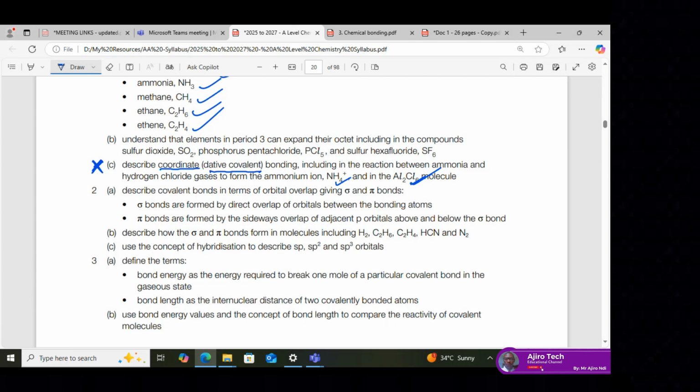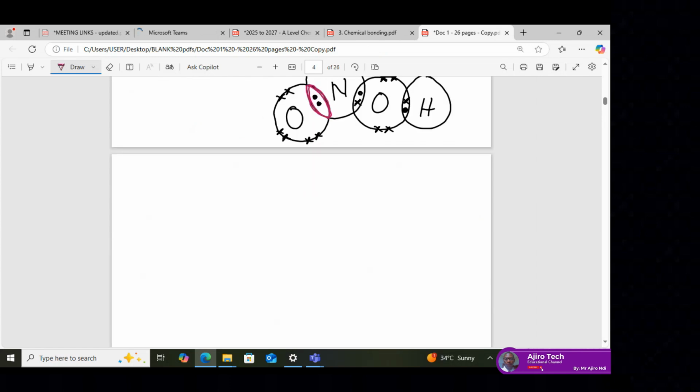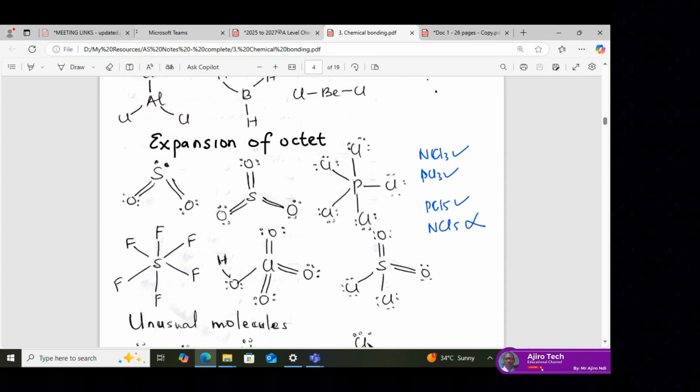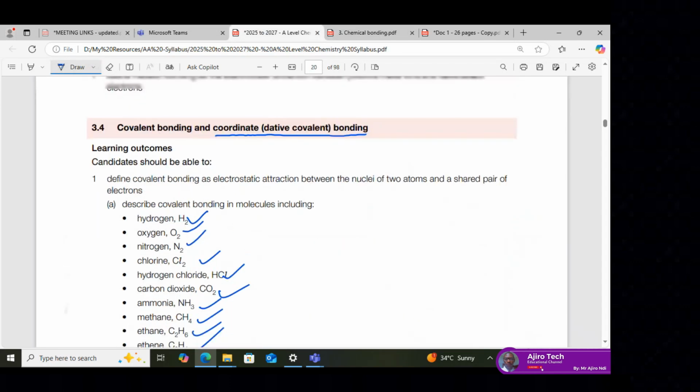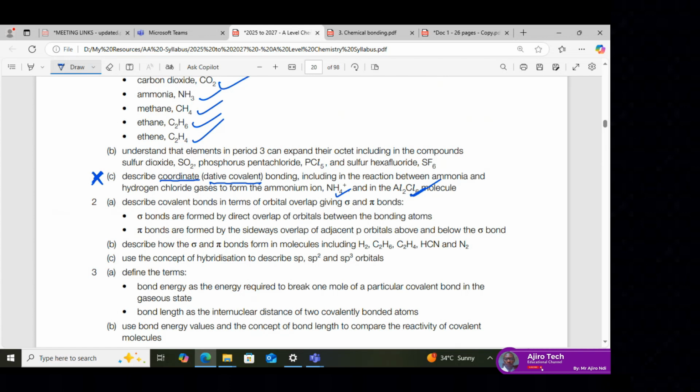Okay. Yeah. 2A now. 2A. I'm writing them so that you can locate them. Learning outcome 2A. We are on 3.2A. Can you please read? What is your learning outcome there? Describe covalent bonds in terms of orbital overlap, giving sigma and pi bonds. Thank you. Sigma and pi.